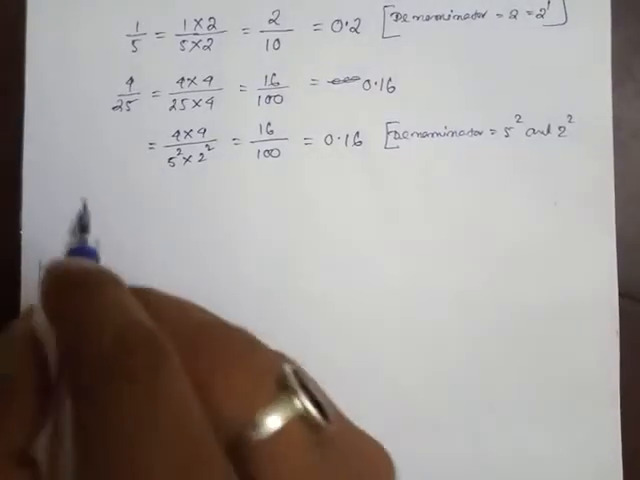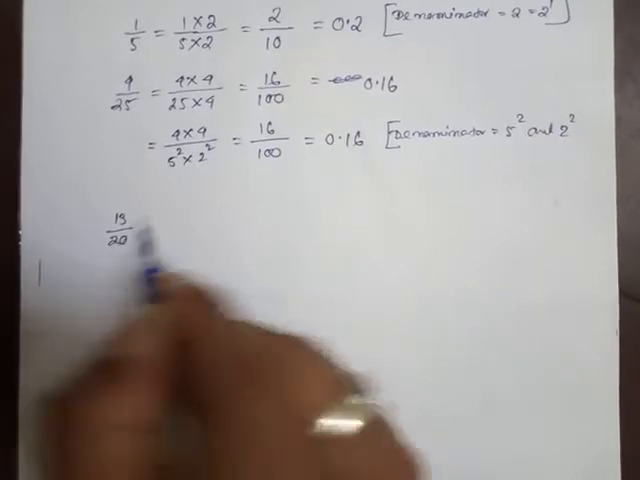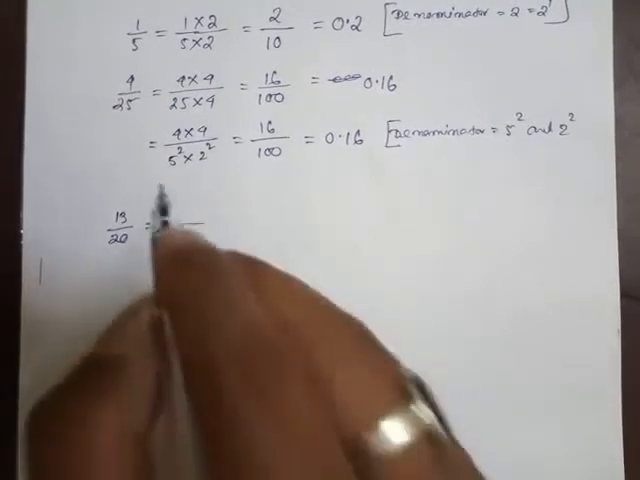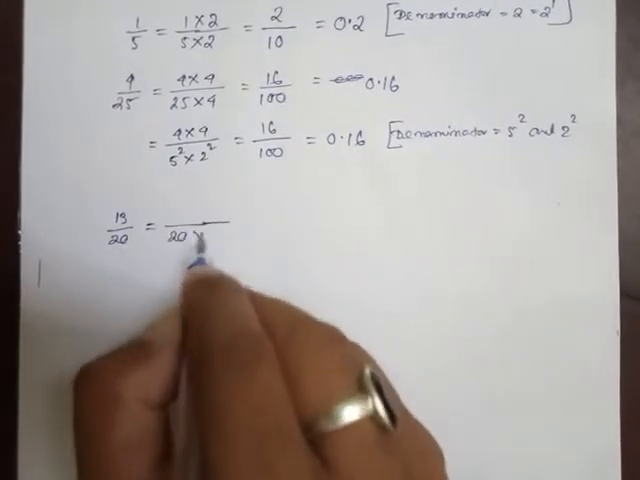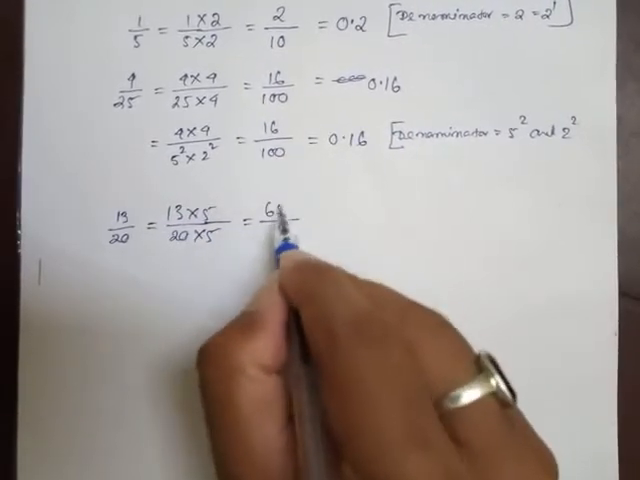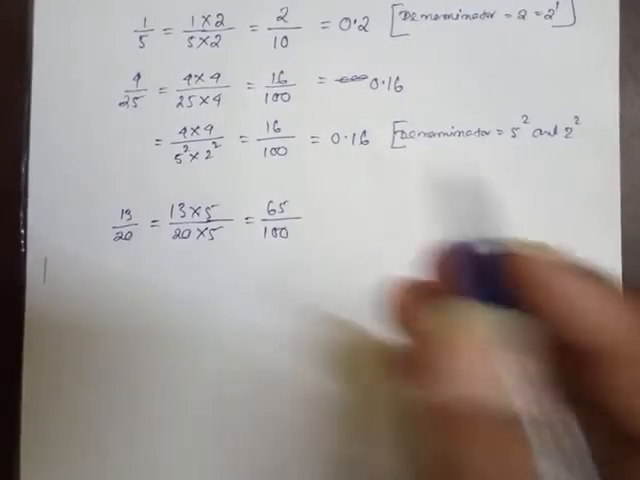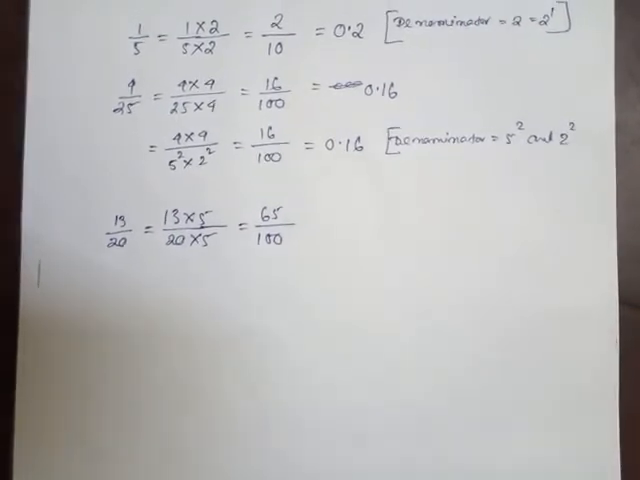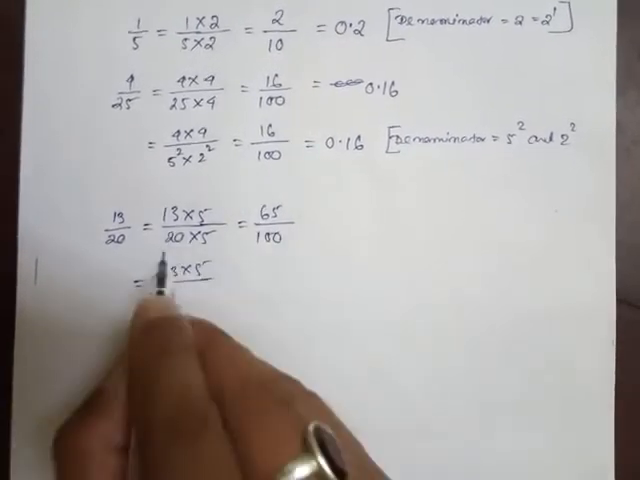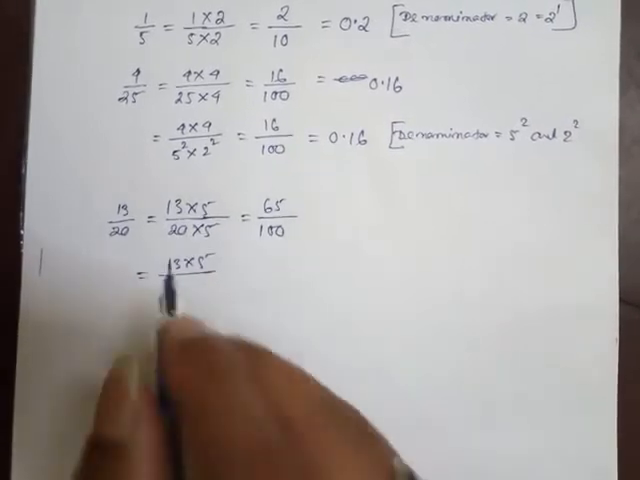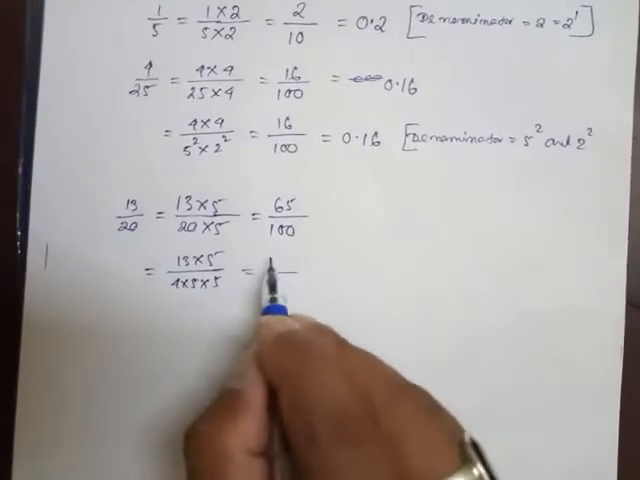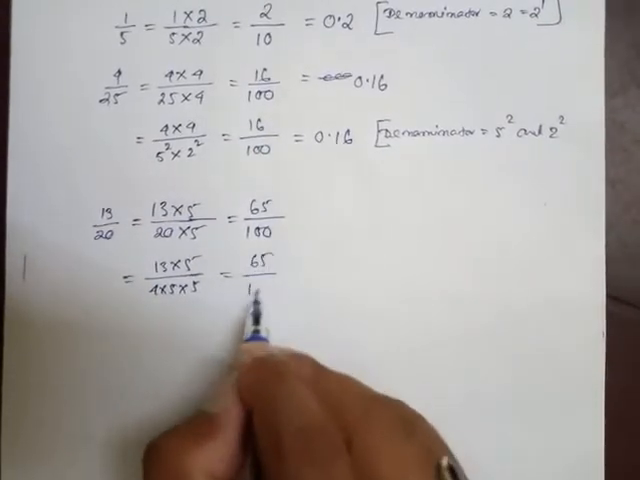Now students, let us take the fourth example, 13 by 20. Now how do we make this fraction into a terminating decimal fraction? Now look, very easy. 20 into 5 and 13 into 5. Now look here, 13 5s are how much? 65 and 20 5s are 100. Now look, these 13 into 5, and 20 can be written as 4 into 5, and this 5 is already here, so 65 by 100.